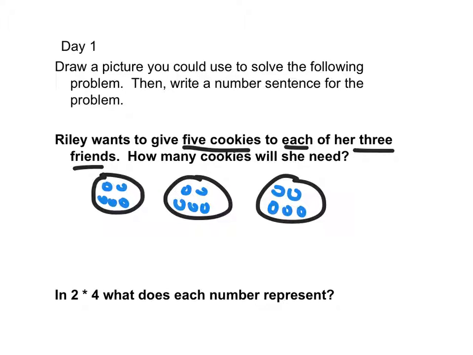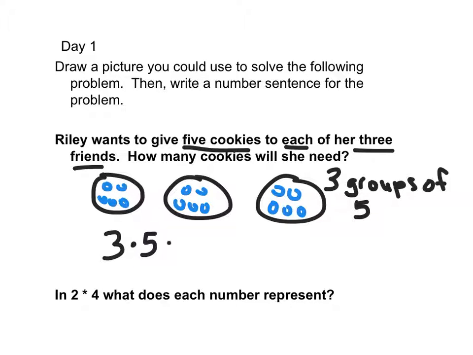So what we're looking at here in this problem is now 3 groups of 5, which as a mathematical sentence is 3 times 5, which gives us 5, 10, or 15 cookies. I want you to really pay attention to the way that I wrote this. When we're looking at a problem like this, the first number is always going to tell us the number of groups, and the second number is going to tell us how many are in each group. So in this case, 3 groups of 5 becomes 3 times 5.